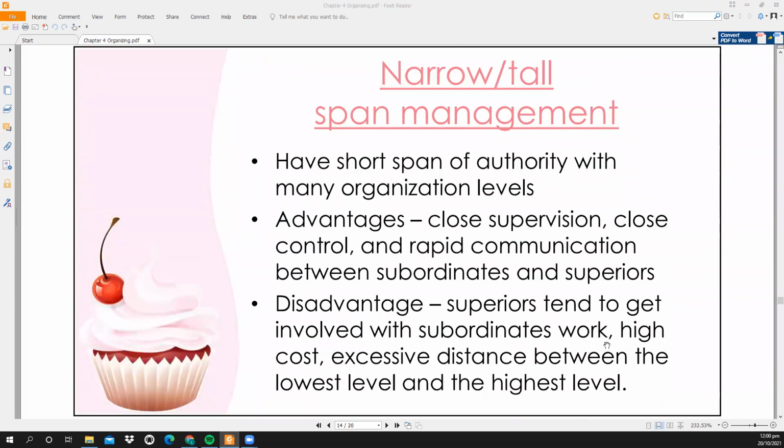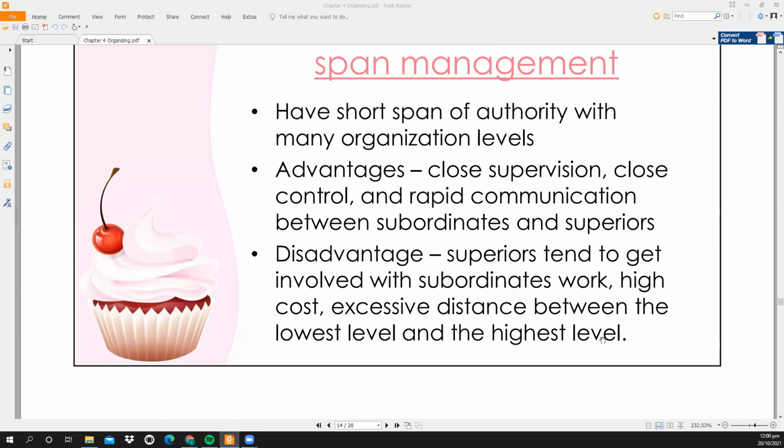So for the narrow and tall span of management, you have a short span of authority with many organization levels. The advantage here is close supervision, close control, and rapid communication between subordinates and superiors. The disadvantages are that superiors tend to get involved with subordinates' work, high cost, and excessive distance between the lowest level and the highest level.